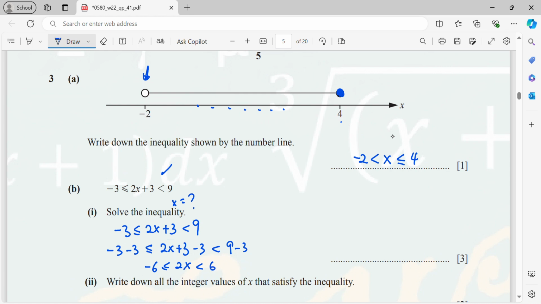And now I need to find the x. So to get the x, I just divide by positive 2. Right? So minus 6 divided by 2, less than or equal to 2x divided by 2, less than 6 over 2. Therefore, this is going to be x in between minus 3 and positive 3.